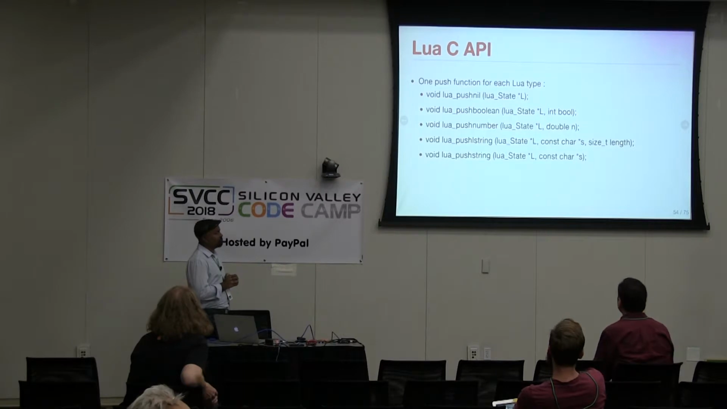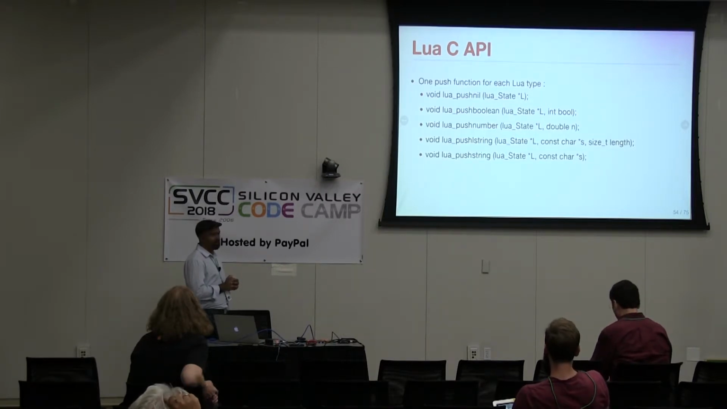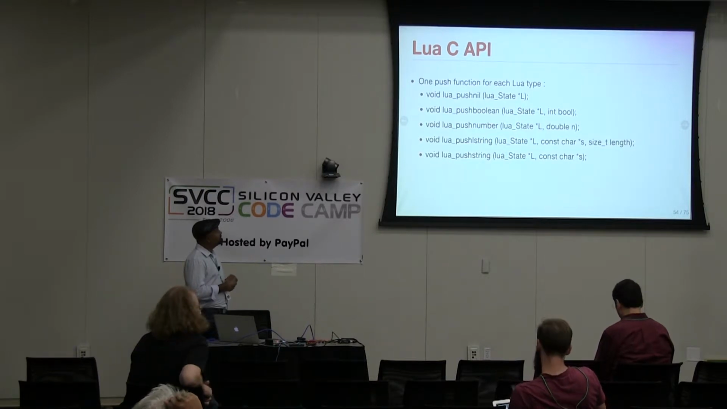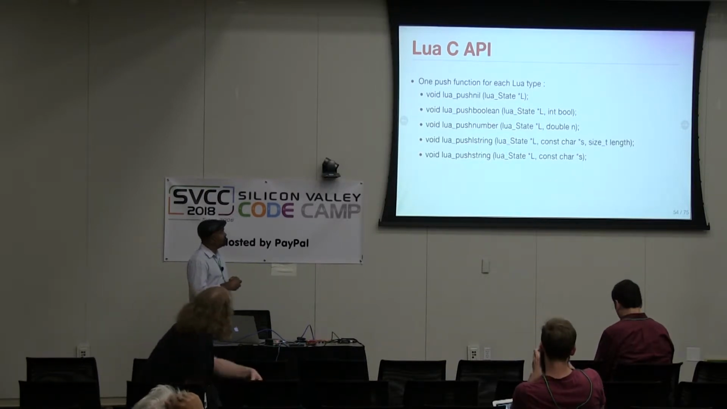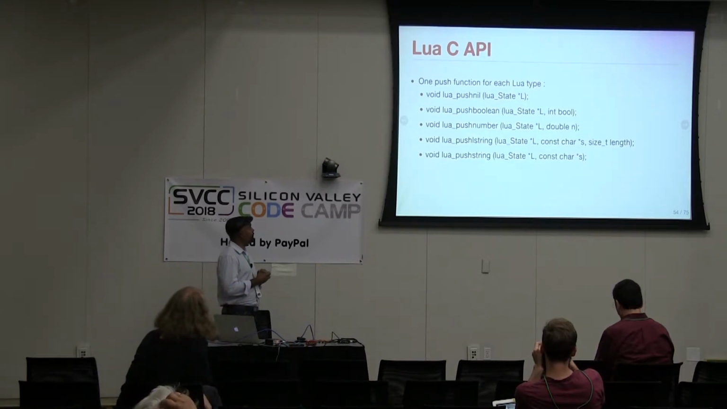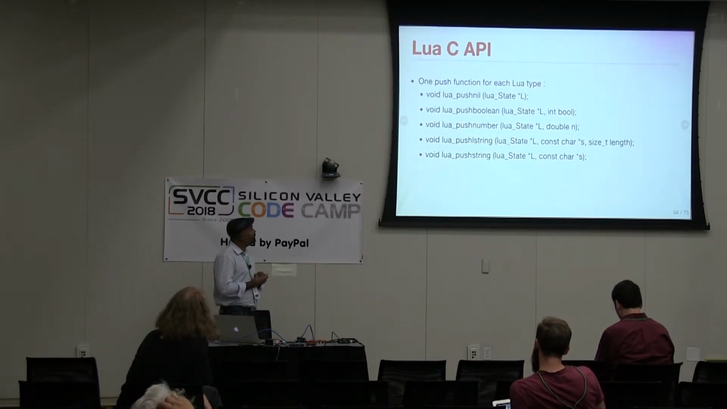Lua state is a global variable that you get when you open a library, initialize Lua, and then you pass that around. Lua does not keep any global information. It just puts it in the Lua state data structure. And these are the different functions to push different kinds of Lua types onto the stack.